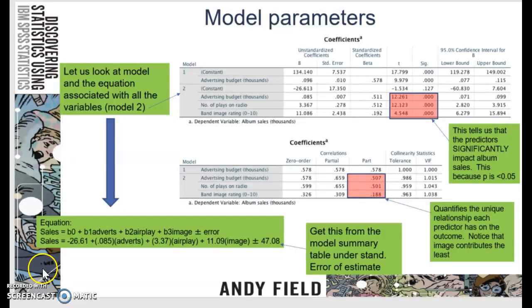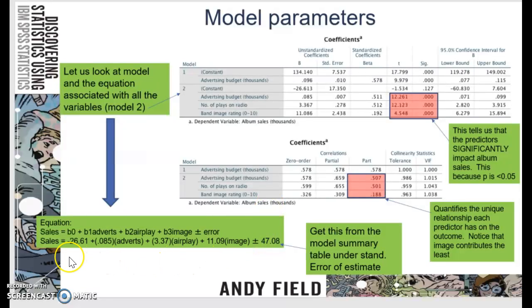Okay, so your model parameters. The whole point of regression is to develop a prediction equation. Again, model 1, model 2, and we are pulling our variables out here. So here is our prediction equation, sales. My constant is negative 26.613, 0.85 times adverts, 3.37 times airplay, and 11.09 times image.